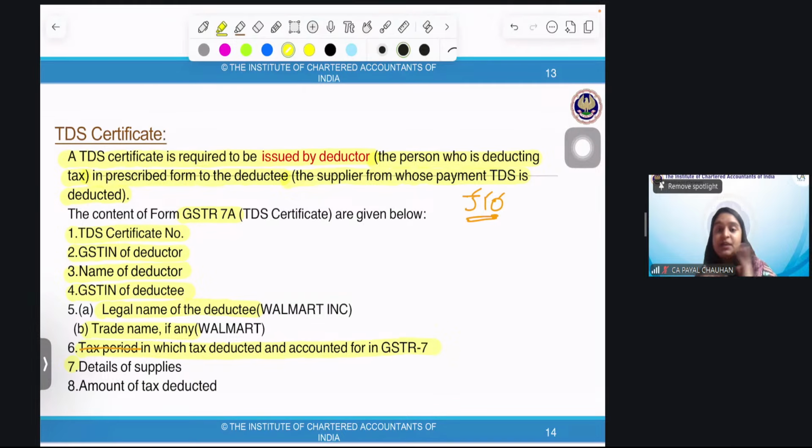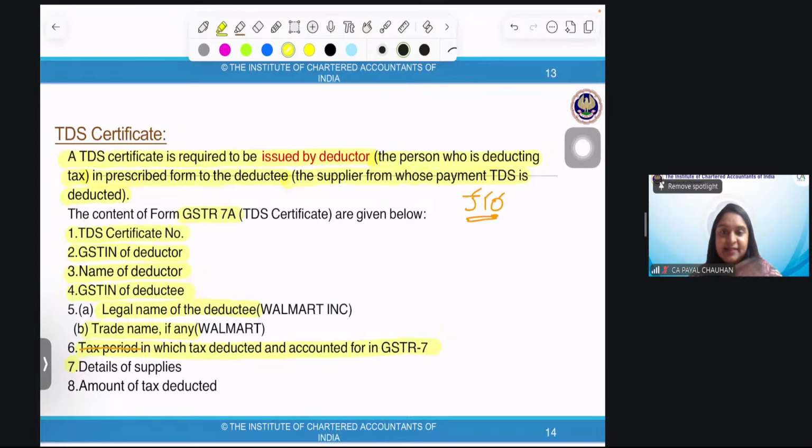Okay, now tell me another point. I told you now, when I deduct the TDS, I'll file GSTR 7. And once I file GSTR 7, you will have an auto-population of GSTR 7A, which will depict the data that so and so has deducted such and such amount of TDS. Did you understand?